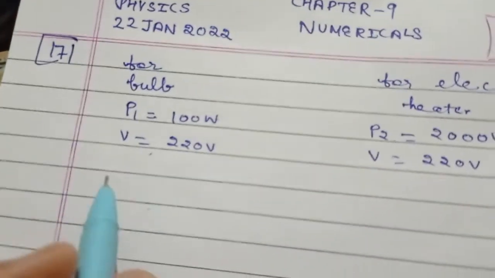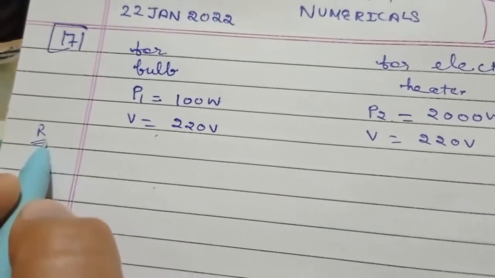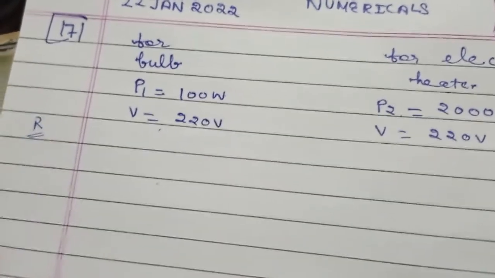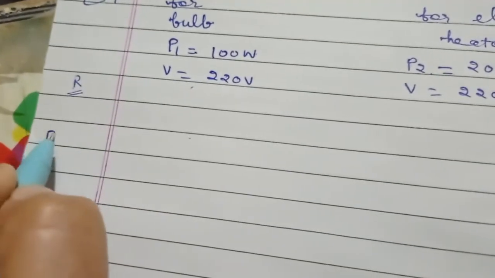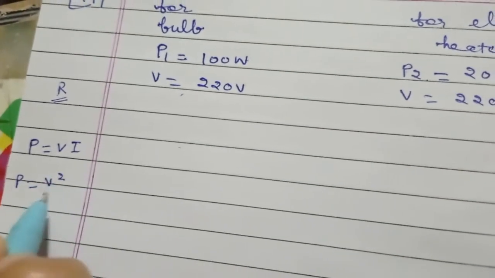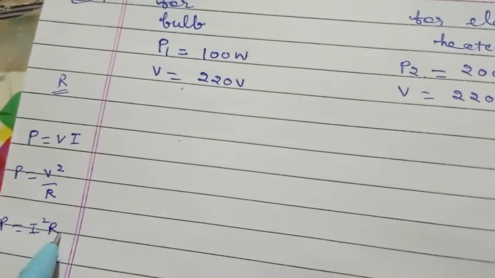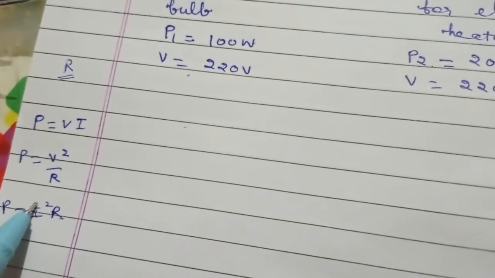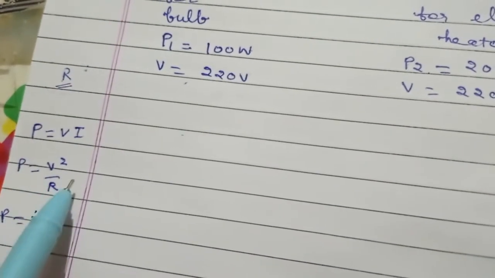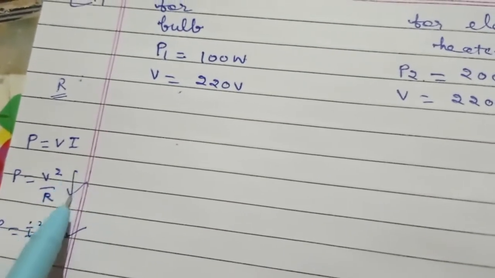Okay. Resistance is denoted by capital R. Now, in order to calculate the resistance, we will apply the formula of power. And there are three formulas of power we have studied. P is equal to VI, P is equal to V square over R, P is equal to I square R. Now, which formula you will apply, students? Since we want to calculate R, so obviously we can apply this formula and this formula. But we will apply the second formula.